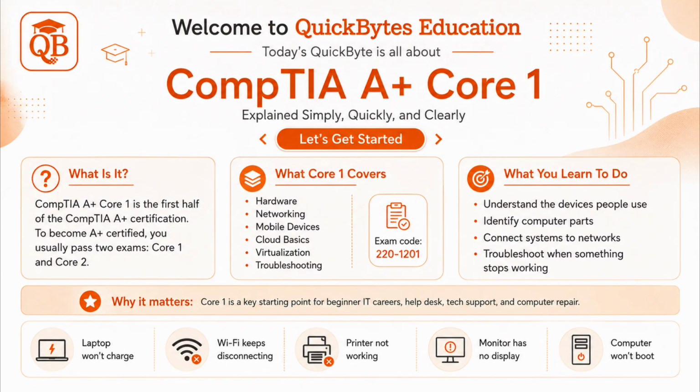Core 1 focuses more on the physical and technical side of IT, things like devices, hardware, networks, cloud basics, virtualization, and troubleshooting. The current CompTIA A+ Core 1 exam is commonly listed as 220-1201, and CompTIA describes it as covering foundational skills in hardware, networking, mobile devices, cloud, virtualization, and troubleshooting.